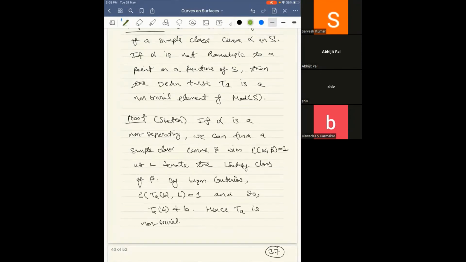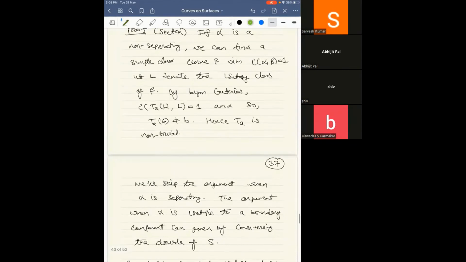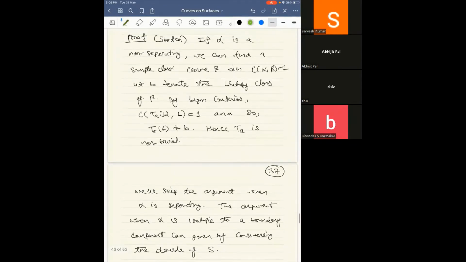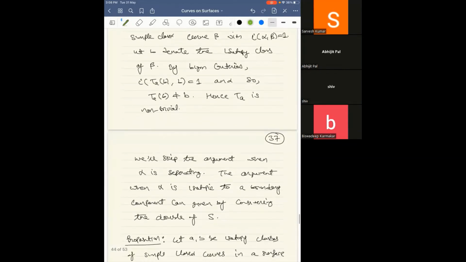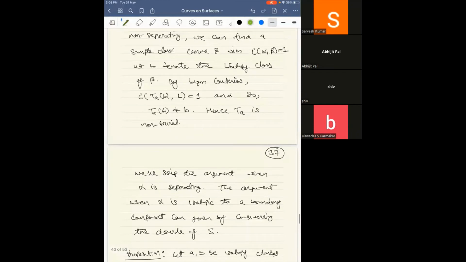Similarly, you need to argue for a separating curve also, when alpha is separating. I have not done that argument, but there you need the change of coordinate principle in the same way. Let us skip that argument.